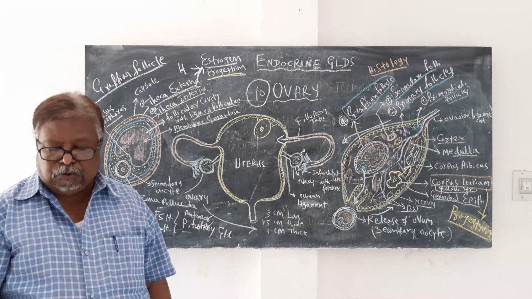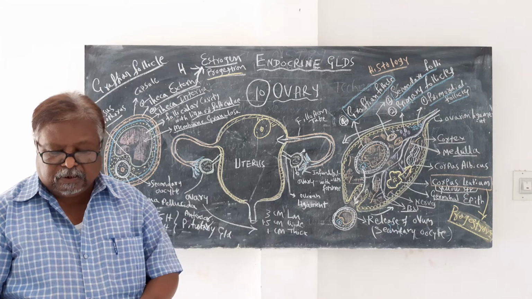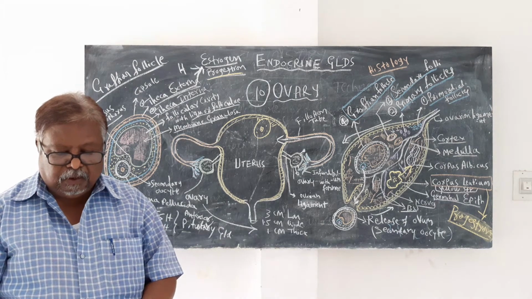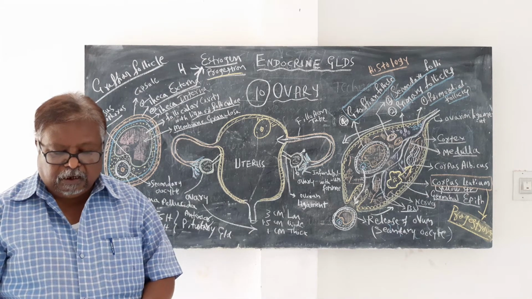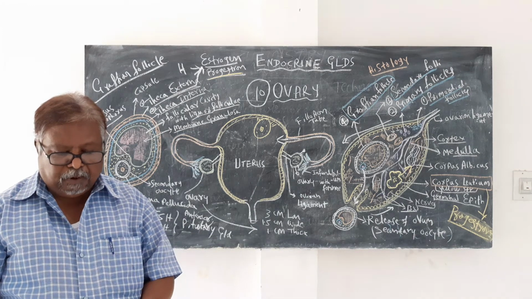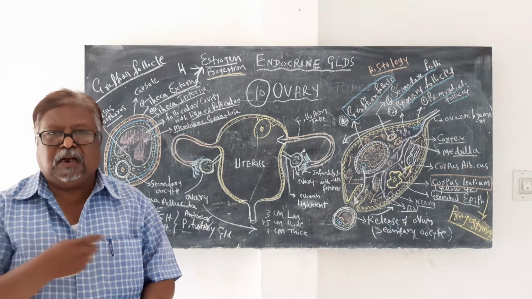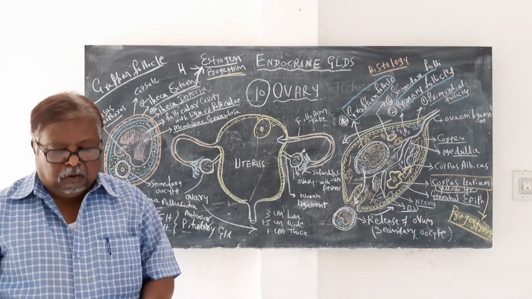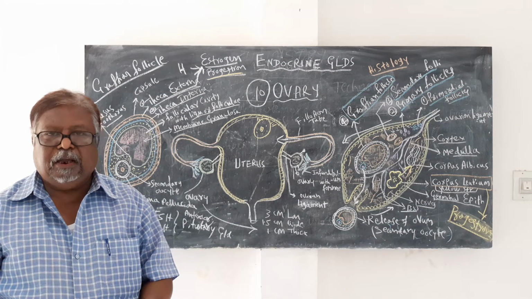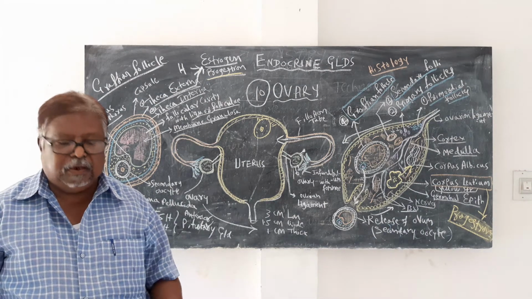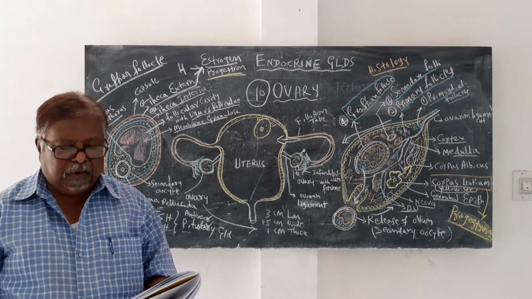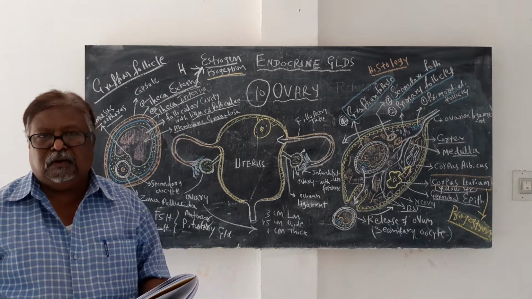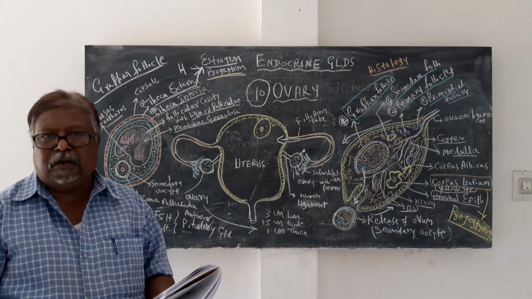The secondary sex characters will be introduced, or the secondary sex characters are developed. In females, it helps in the development of the breasts. Then the hip is widened. Pubic and armpit hairs.